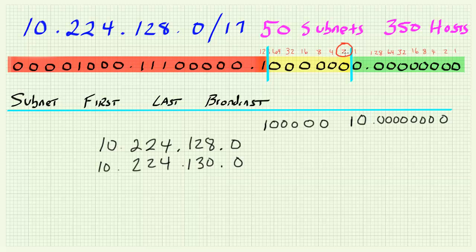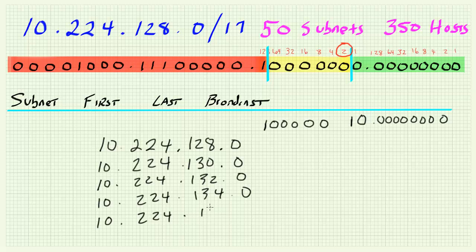So if we know what this increment here is, then you don't even have to worry about doing the binary conversion to know what the next subnet's going to be. It's going to be 10.224.132.0, right? And what's the next one after that? 10.224.134.0. And then the next one after that, 10.224.136.0. See, we're incrementing by 2 every time. 130, 132, 134, 136.